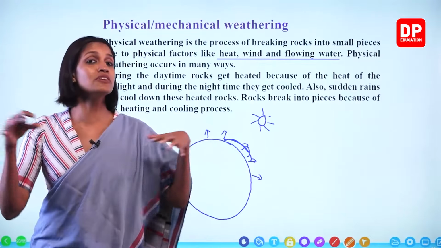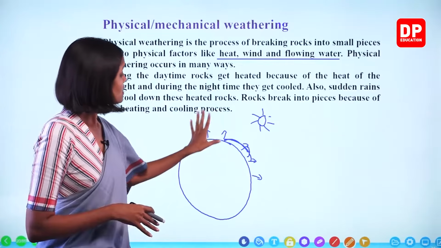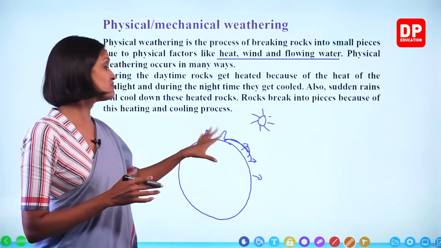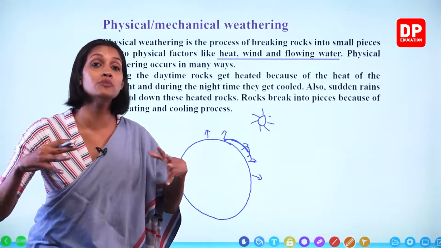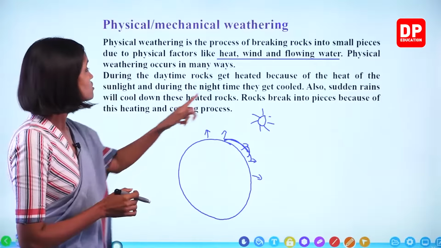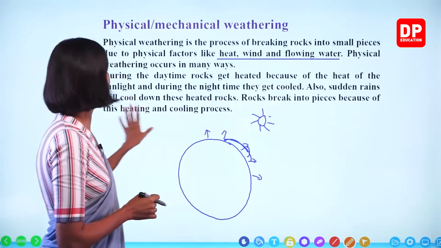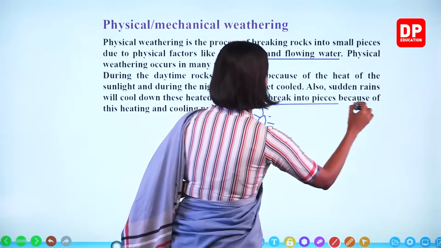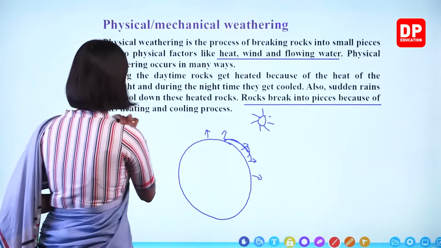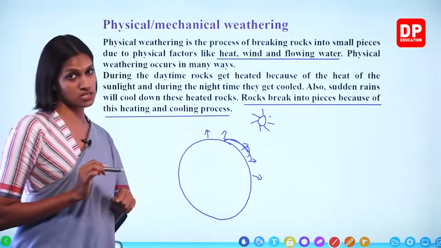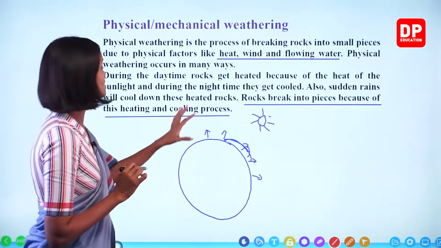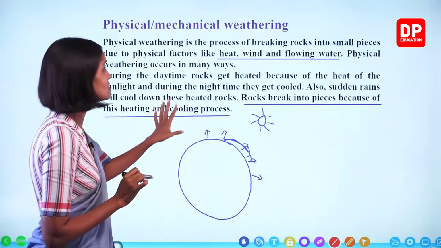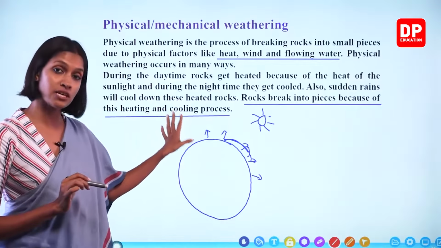So if all of a sudden it rains, what happens? Instantly, the rock surface cools down. This will make the surface contract, or the volume decrease. Rocks break into pieces because of this heating and cooling process. Breaking down of rocks is known as rock weathering. So, this is how rock weathering takes place because of heat.